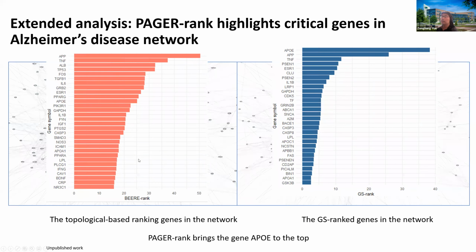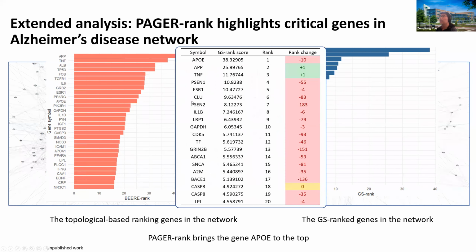So this is a prioritization of the genes, but with the PAGER rank, we have APOE brought up to the top, and if we bring up the top 20 candidates, we can see this rank changes. So lots of the previously ignored genes or the lower-ranked genes have been brought up to the top here.